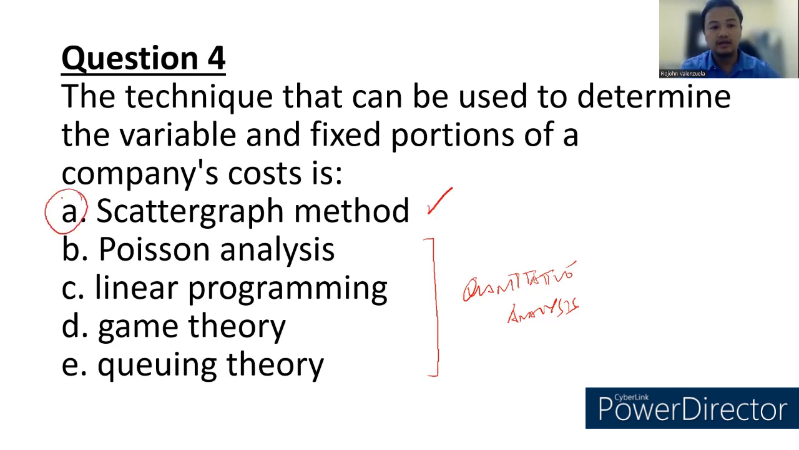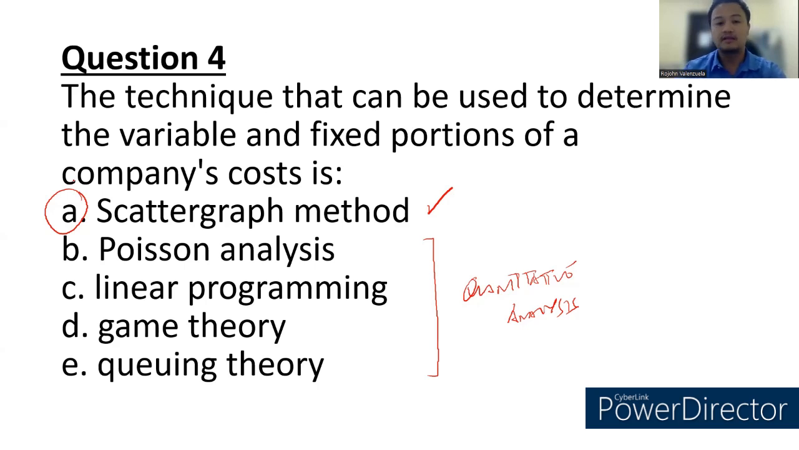Bukod tanging ito lang sa limang yan ang ginagamit for splitting the mixed cost into variable and fixed. Kaya naman, letter A ang sagot natin. Okay? Kasi doon sa mga na-discuss natin, before, meron tayong qualitative approach tsaka quantitative approach. Yun nga yung quantitative, meron tayong high-low method, scatter graph method, at saka yung regression method. Okay? So itong letter B at E, hindi muna natin gagamitin sa quantitative analysis na yan.